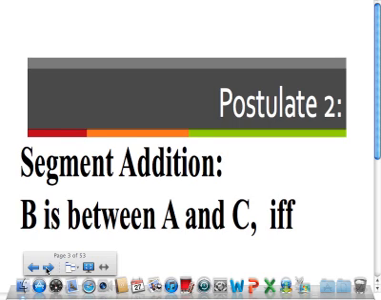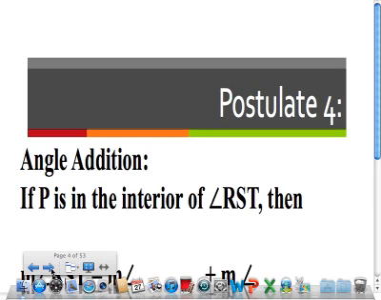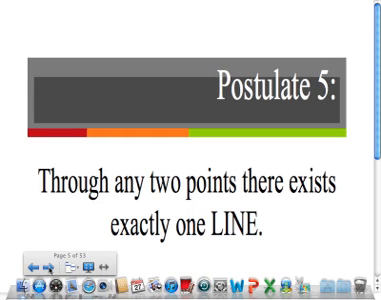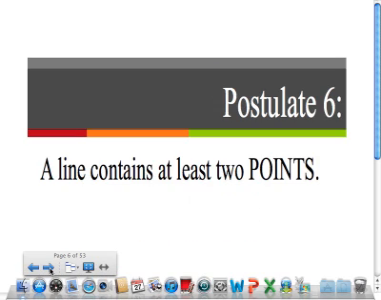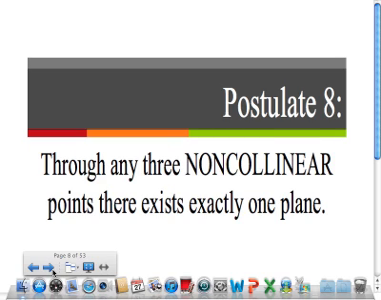So again, you have the segment addition postulate. I'm not going to take the time to write these up. You know this, so a lot of these notes we're just going to buzz right through. Angle addition, you should already know. Postulate 5: through any 2 points, there exists exactly one line. A line contains at least 2 points. Again, nothing crazy new here. If 2 lines intersect, their intersection is exactly 1 point. We've talked about that back in chapter 1.